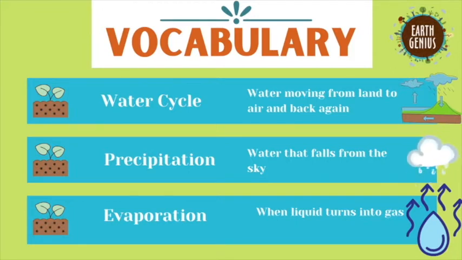Precipitation is water that falls from the sky. Can you think of different types of precipitation? I think of snow and rain. Our next word is evaporation.